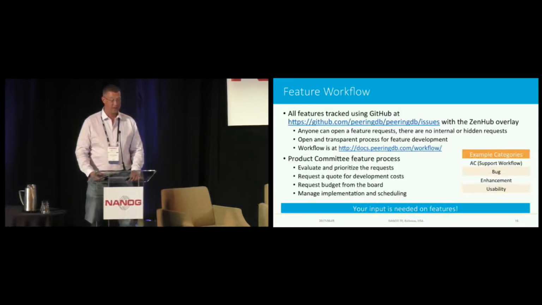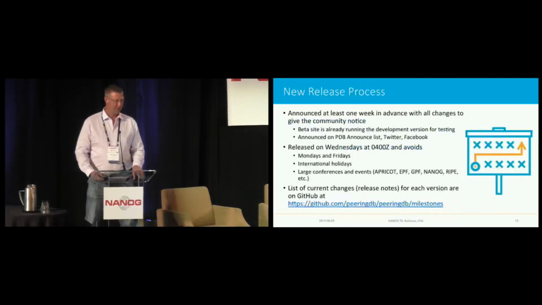And the workflow is actually listed now on docs.peeringdb.com/workflow. So we have a little chart to show exactly how it goes through the process, how it gets picked, how it gets ordered, how it gets forwarded, and how these things get implemented. So we evaluate and prioritize the requests, request a quote for development costs, request budget from the board, and manage implementation and scheduling. And we should have a nice product roadmap. Right now we've got a few, it's coming up in a couple slides, sorry, I'm getting ahead of myself.